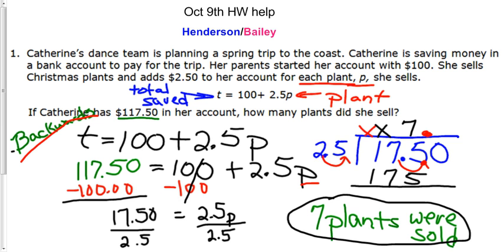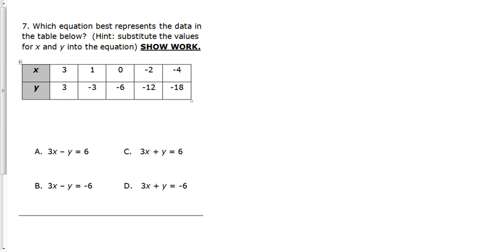Okay, let's move on and look at our next problem we have for tonight. If you will skip down to number 7, it says, which equation best represents the data in the table below? Hint: substitute the values for x and y into the equation. Okay, we can do it that way. One way is we can substitute our numbers in.